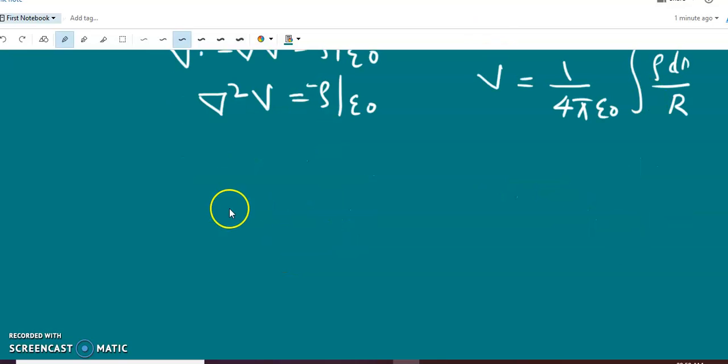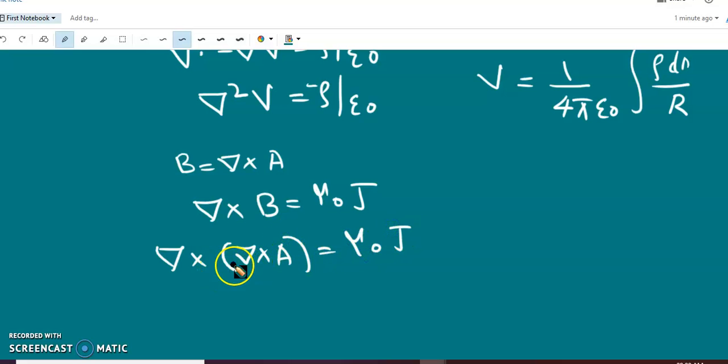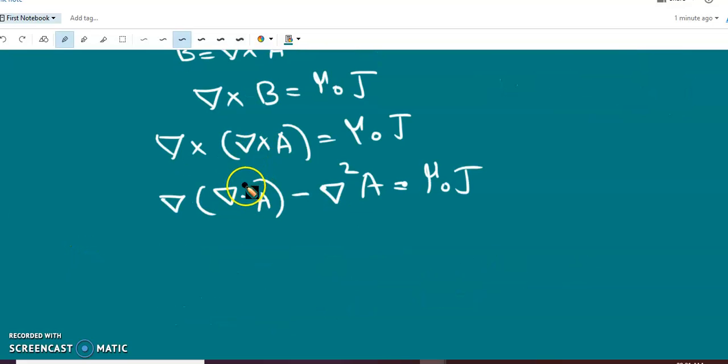Similarly, we know that B equal to del cross A. In the magnetostatic case, we know that del cross B is mu 0 J. Substituting A over here, del cross del cross A is equal to mu 0 J. So the curl of the curl of a vector is the gradient of the divergence of that vector minus del square A, equal to mu 0 J. Here we had an option to choose what del dot A is.